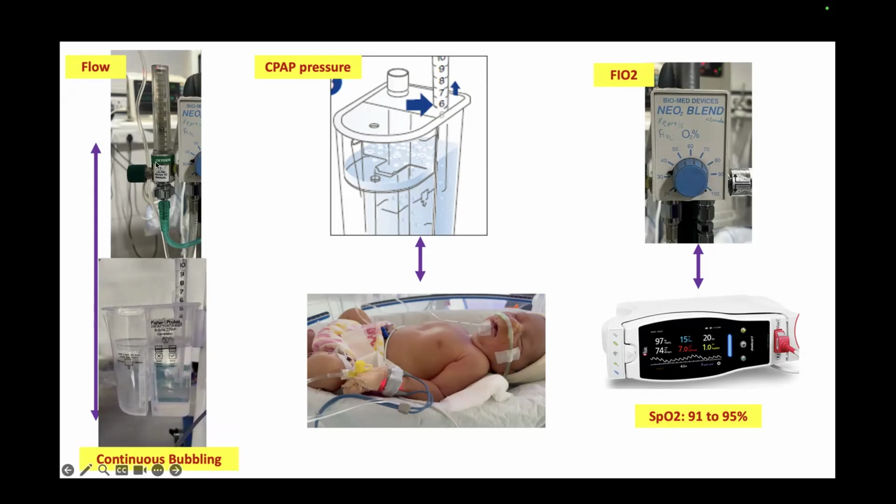So you start with the flow and look for bubbles. If bubbles are not there, look for leaks. If leaks are not there, increase the flow. The maximum flow you'll use in a bubble CPAP machine is up to 7 liters.